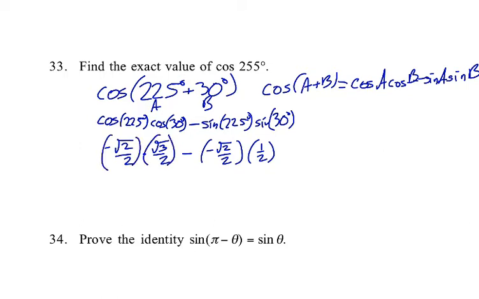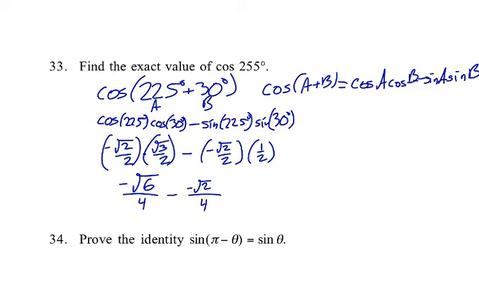Let's go through and multiply these. So we got negative square root of 2 over 2 times square root of 3 over 2. Up top, we're going to end up with negative square root of 6. On bottom, 2 times 2 gives us 4. Over here, minus negative square root of 2 times 1 is negative square root of 2, all over 2 times 2 is 4.